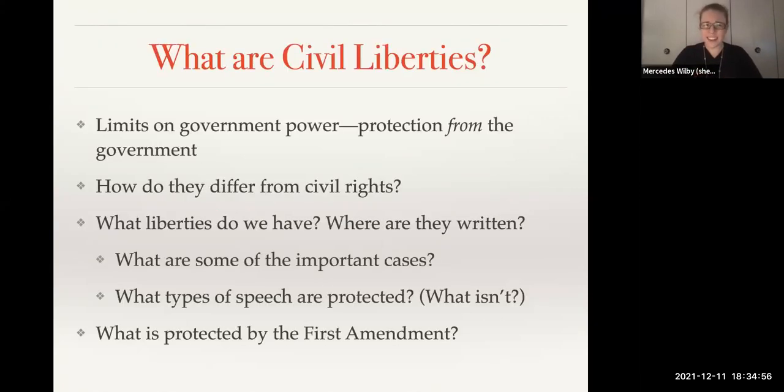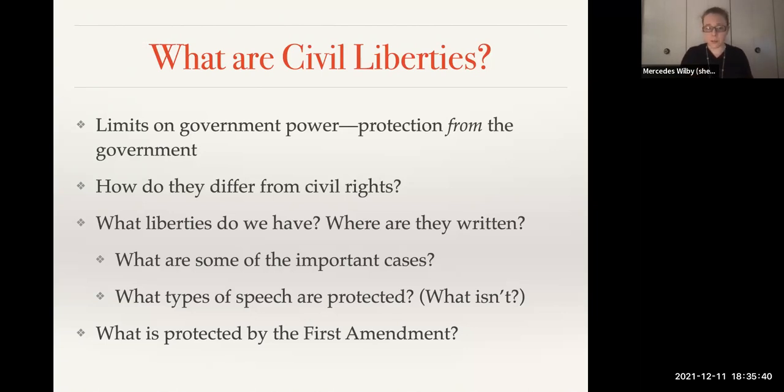So what exactly are civil liberties? Right? They are limits on government power. They are protection from the government. Basically, they are negative rights. Again, remember, negative rights limit government power. So they differ from civil rights in that civil rights are positive rights. They obligate the government to give us something. Civil liberties don't obligate the government to do anything, they prevent the government from doing something, right? So civil rights are protections given by the government. Civil liberties are protections from the government.